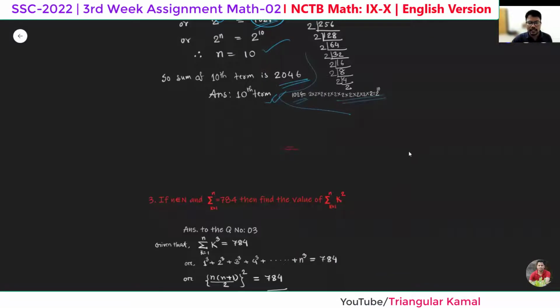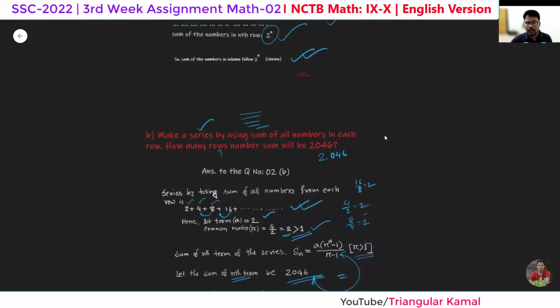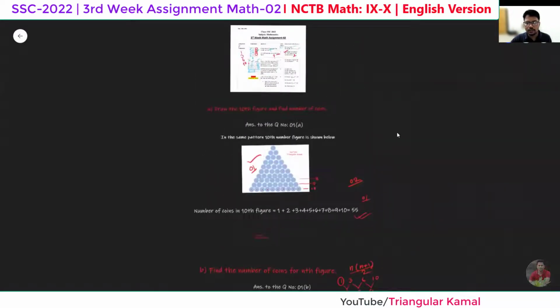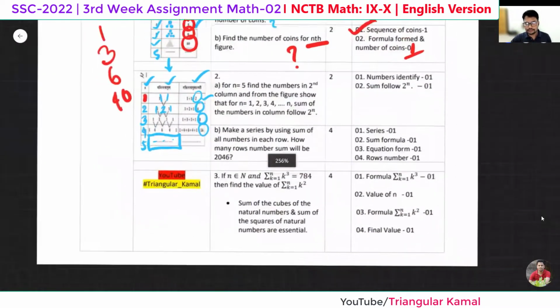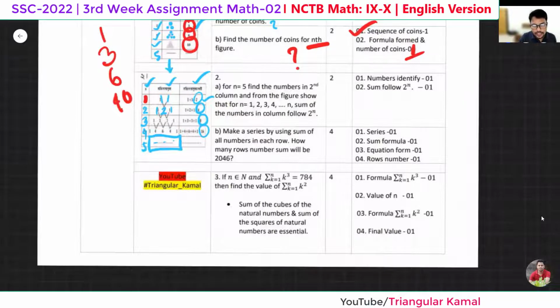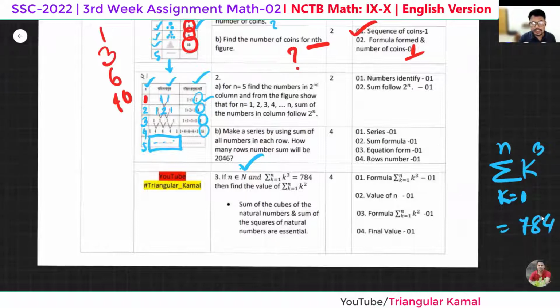So now let's review the next question, another important question. First we will discuss the question, then we will solve the answer. Basically, if n is a non-negative natural number, the sum of k cubed for k equals 1 to n is given as 784. Then find the value of the sum of k squared for k equals 1 to n. That means the sum of the third power is given and our requirement is the second power.